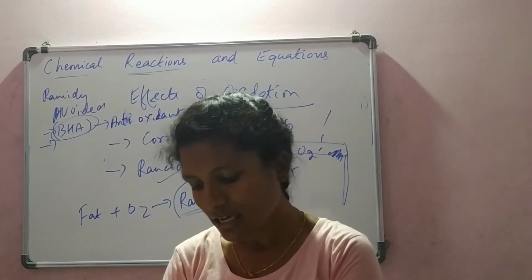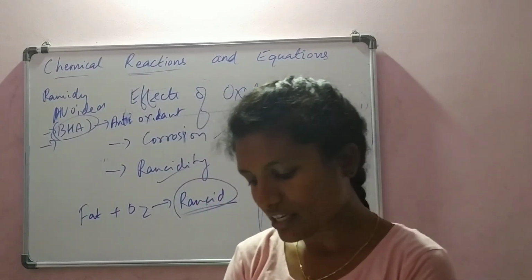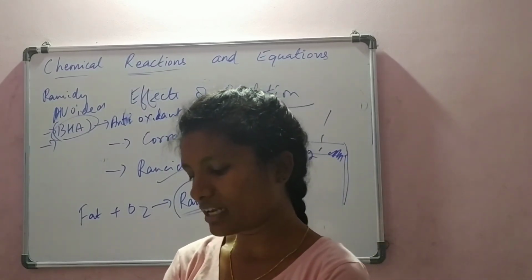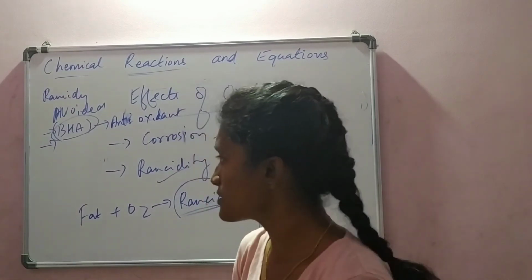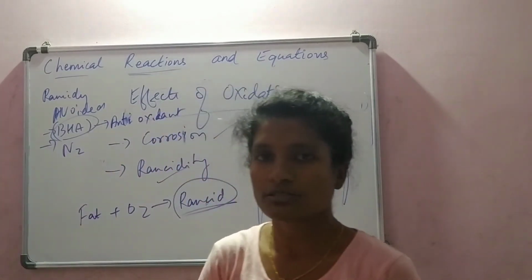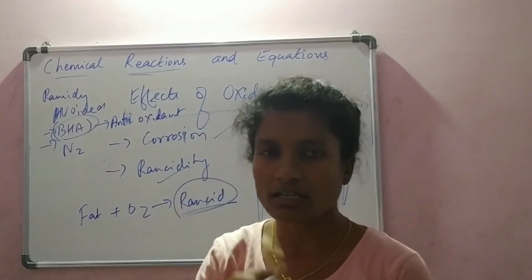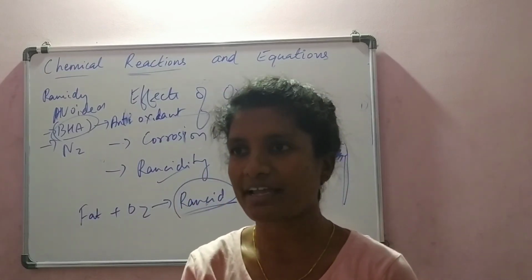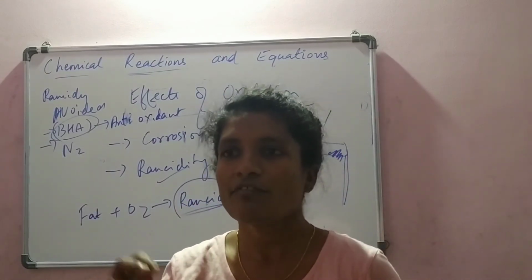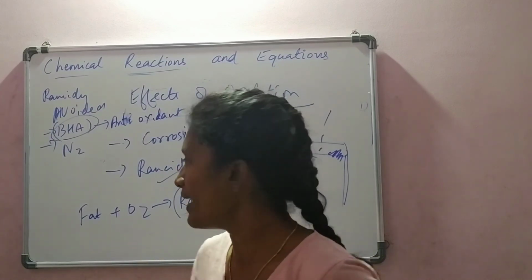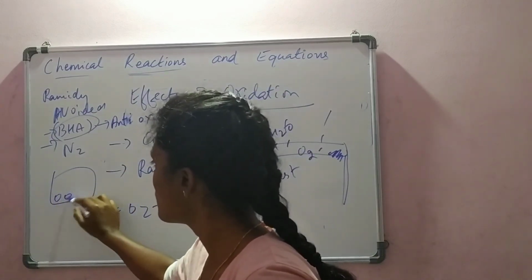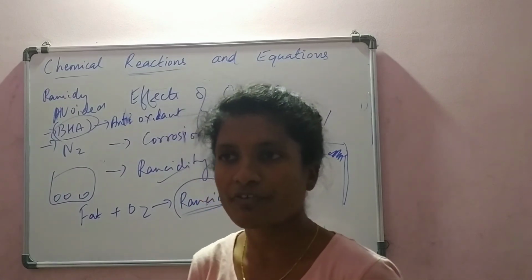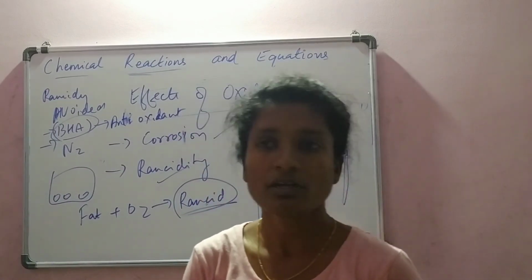The next method is that rancidity can be prevented by packaging the oil foods with nitrogen gas. So you can add nitrogen gas. You have seen food materials like Lay's potato chips packets. They fill the packet with gas. The quantity of chips will be less, but almost 50 to 60% gas will be filled up. So what is the gas?